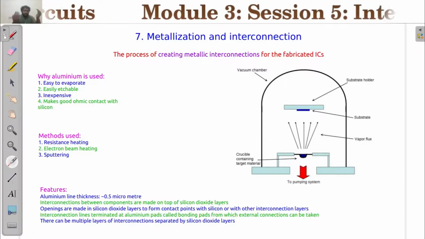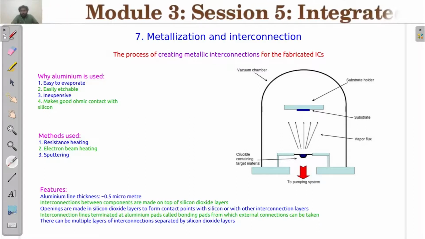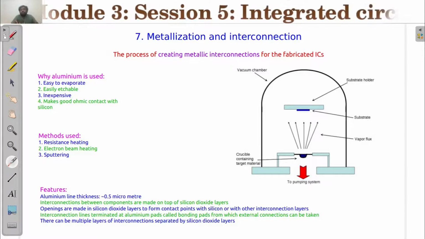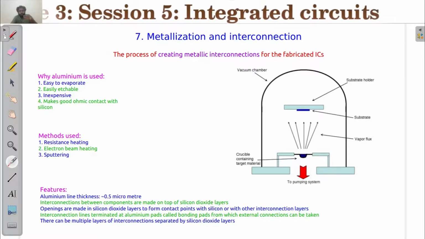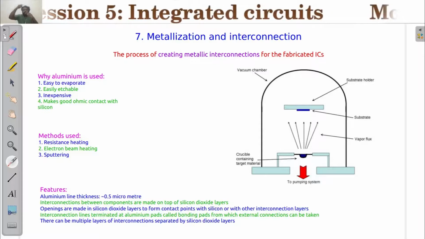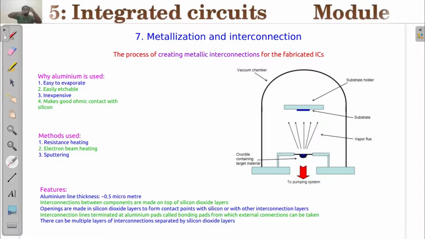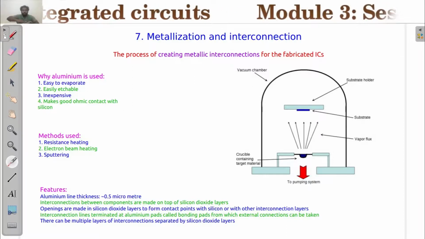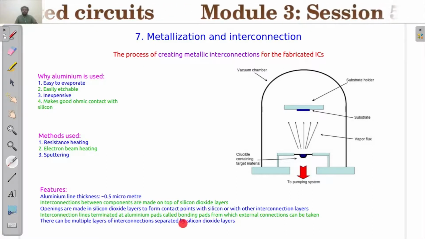So for example, in the case of GPUs or CPUs, one single layer of interconnection will not be sufficient. So you'll be having 6 or 7 or 10, 12 layers of silicon dioxide separating each interconnection layer. So one interconnection layer will be separated by another silicon dioxide layer, and on top of that there will be another silicon dioxide layer. Like that, there will be many interconnection layers separated by silicon dioxide.